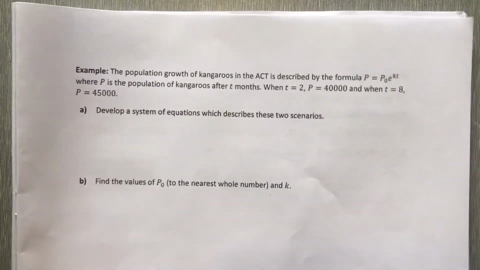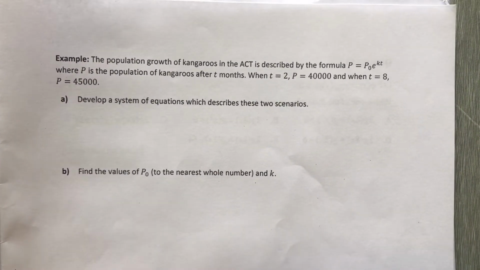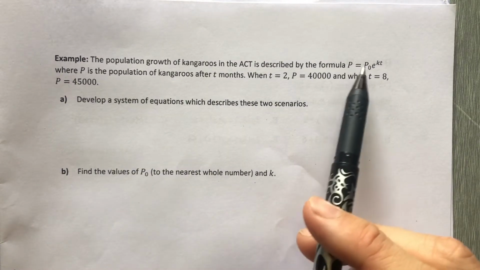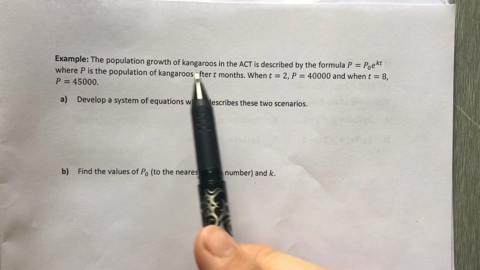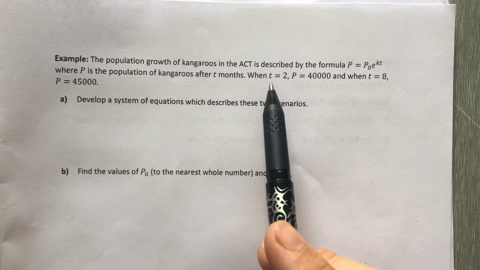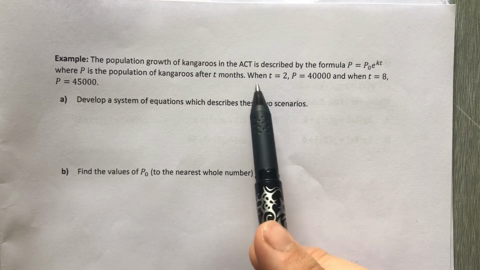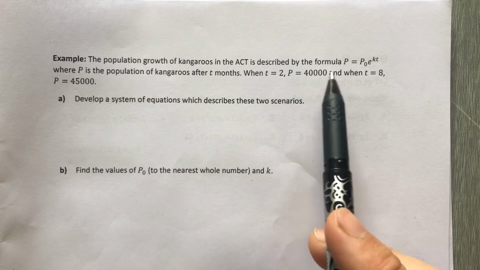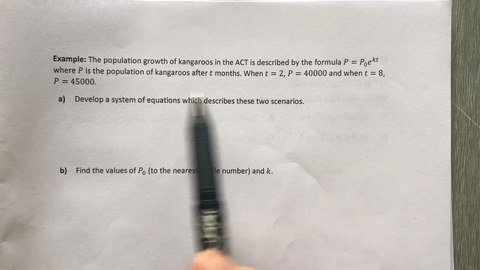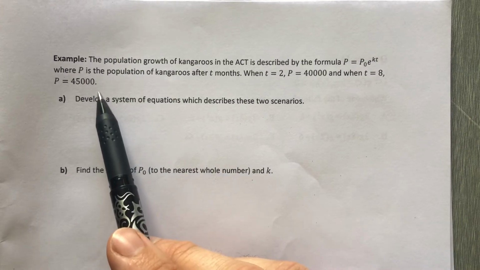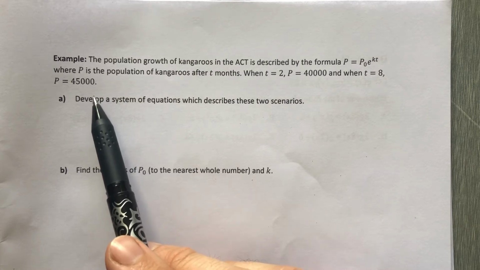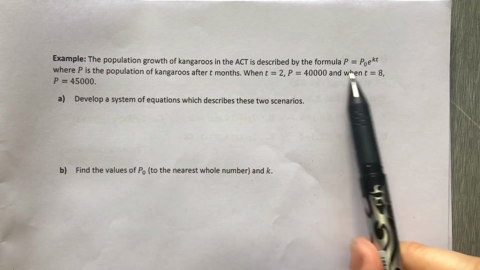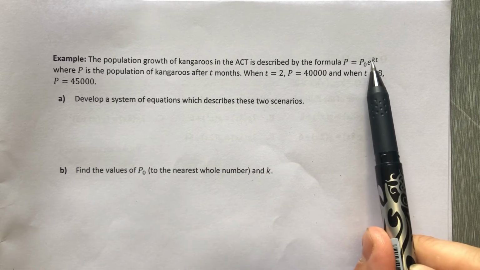Alright, so here's another population question, but there are a couple of differences with this one as well. So we've been given a rule here, and we've been told that when the time is 2, now I don't know how long that is, does it say years? No, T months. Okay, so after 2 months we have 40,000 kangaroos there, and then after 8 months we have 45,000 kangaroos there. So looks like we're dealing with growth because we're going from 40,000 earlier to 45,000 later, and our rule here would suggest growth as well because there's no negative.